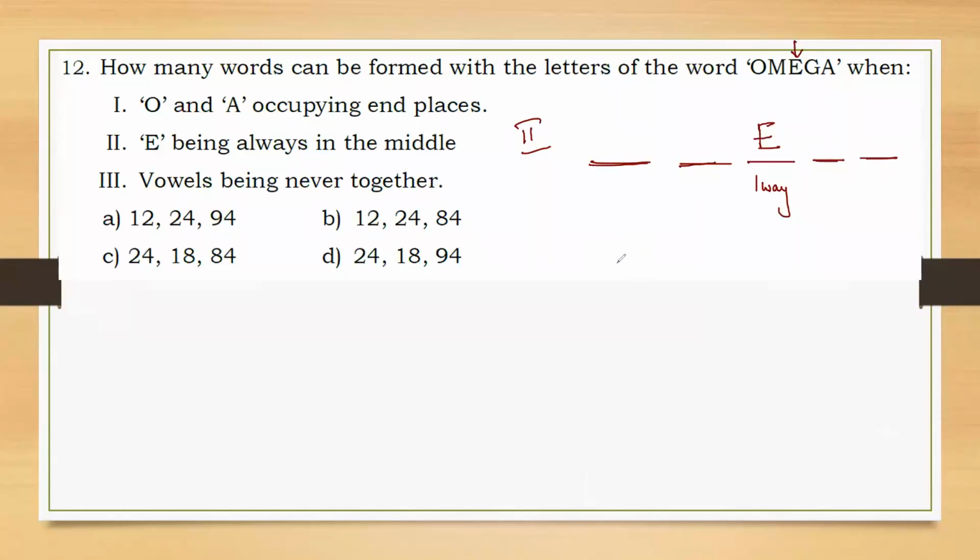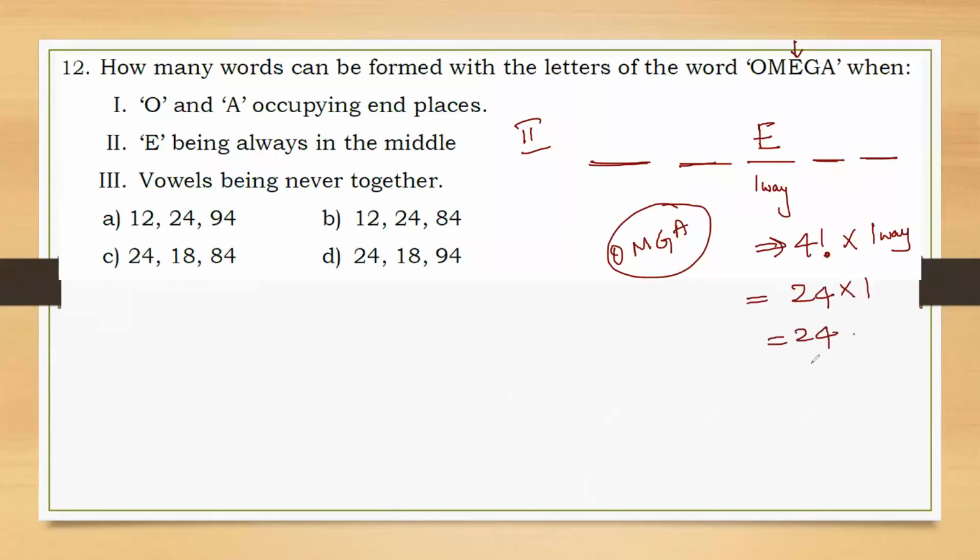So the remaining 4 places can be filled with 4 letters. 4 letters, 4 places. The answer is 4 factorial into one way, where one is for E placed in the middle. The answer is 24 into 1, which is 24. So 12 and 24, we have two options for A and B.